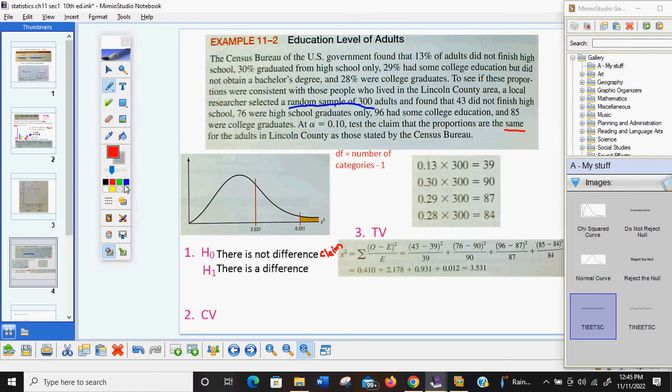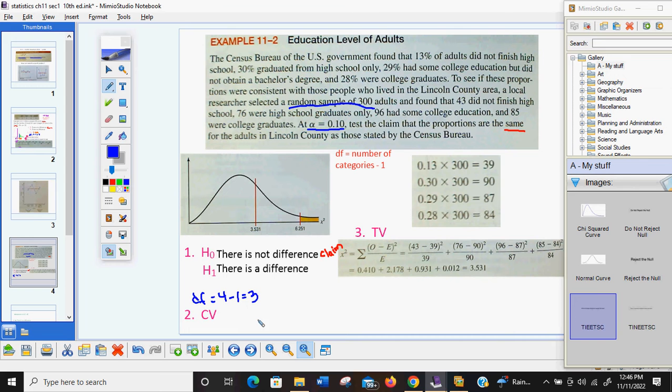Okay, so the next thing we're going to do is we're going to draw our chart and find our critical value, okay? Not expected, our critical value. So this one is alpha of 0.10, okay? There are 4 categories there. So our degrees of freedom is going to equal 4 minus 1. Remember, they told us that before. Degrees of freedom is the number of categories minus 1. So degrees of freedom is going to be 3.